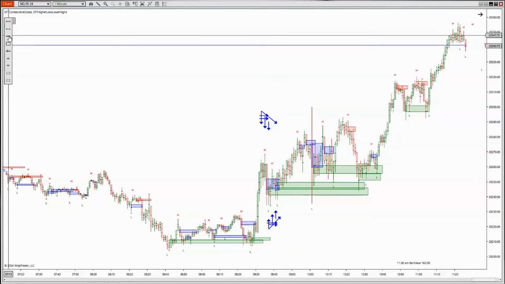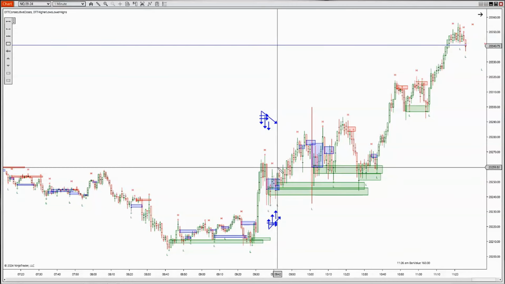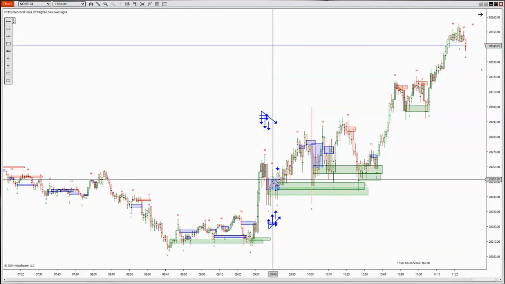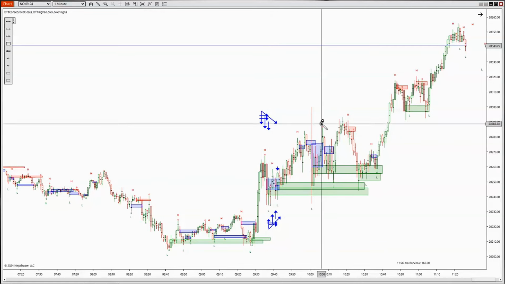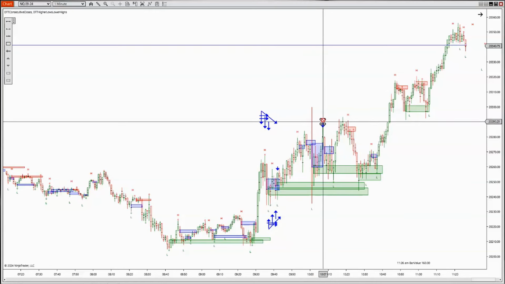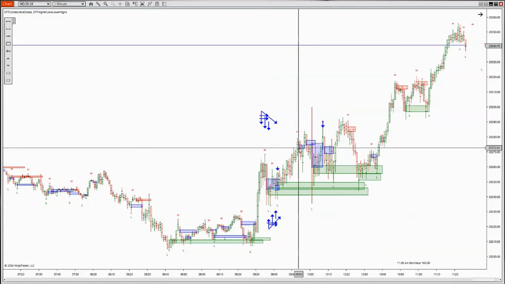This is a problem right here. This right here is your problem. They closed above that threshold. Okay, they closed above the threshold. So I want to say that to you. That's a problem. You don't want these guys.